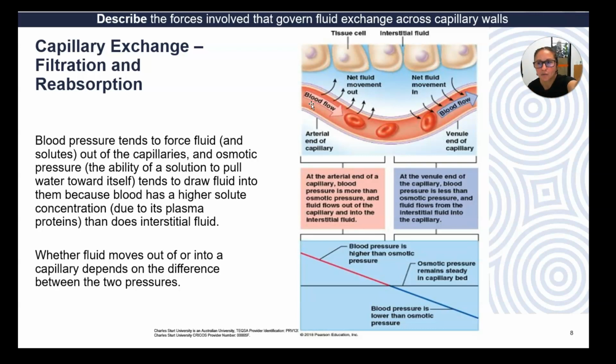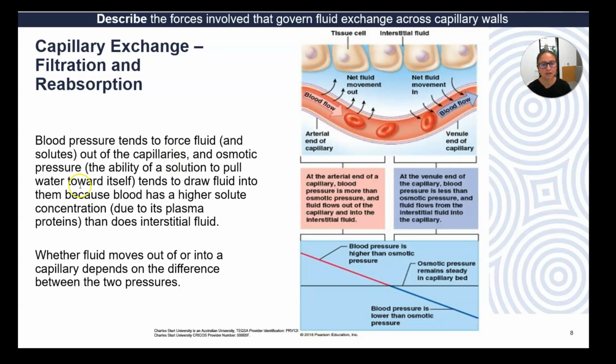Now, this camera's always focusing and refocusing for some reason. Don't know why that is. Let me just move it. Let's try and fix it. It's been a bit of a pain. Hopefully that'll be better. Okay.